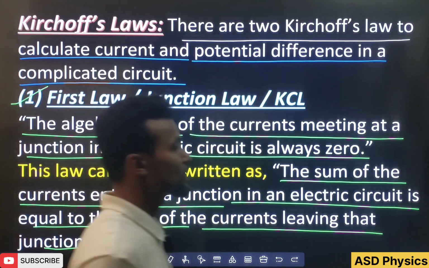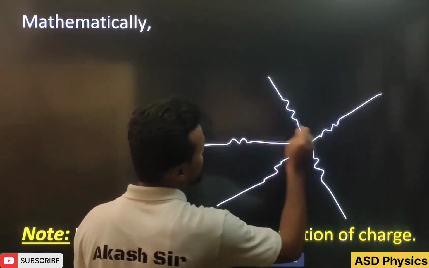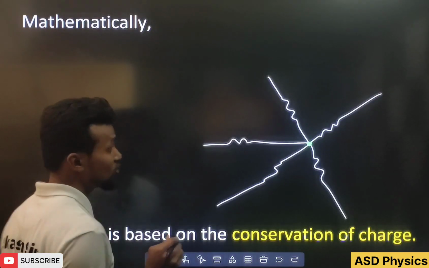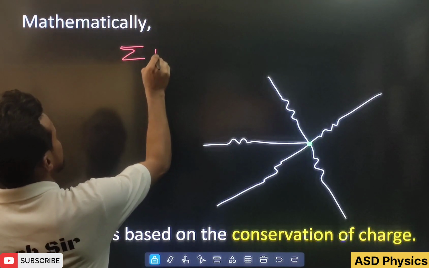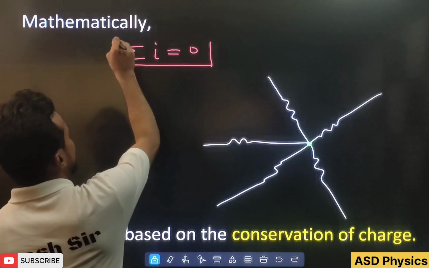just mug it up because it will come in the exam, especially the CBSE exam definition. Mathematically, let's take for example so many branches meeting at this point. This is called the junction. So mathematically, the summation of I will be equal to 0 at any junction.